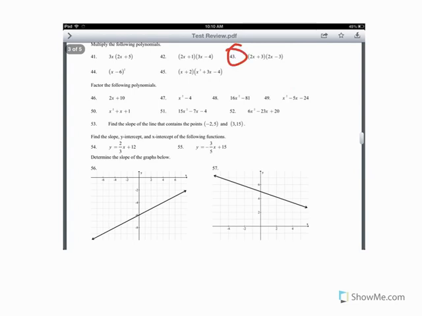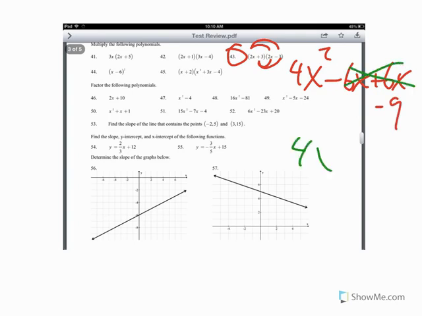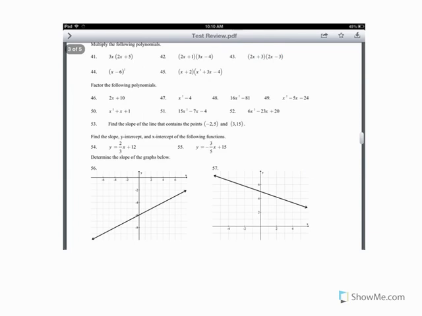Here, 43, I will do, you just multiply across. Let's say difference of squares, so I get 4x squared minus 6x plus 6x minus 9. My middle terms are going to cancel out, and I have 4x squared minus 9. You all should be pretty much able to do this. The harder ones, I think, are going to be the factoring, so I'll go over more of those.